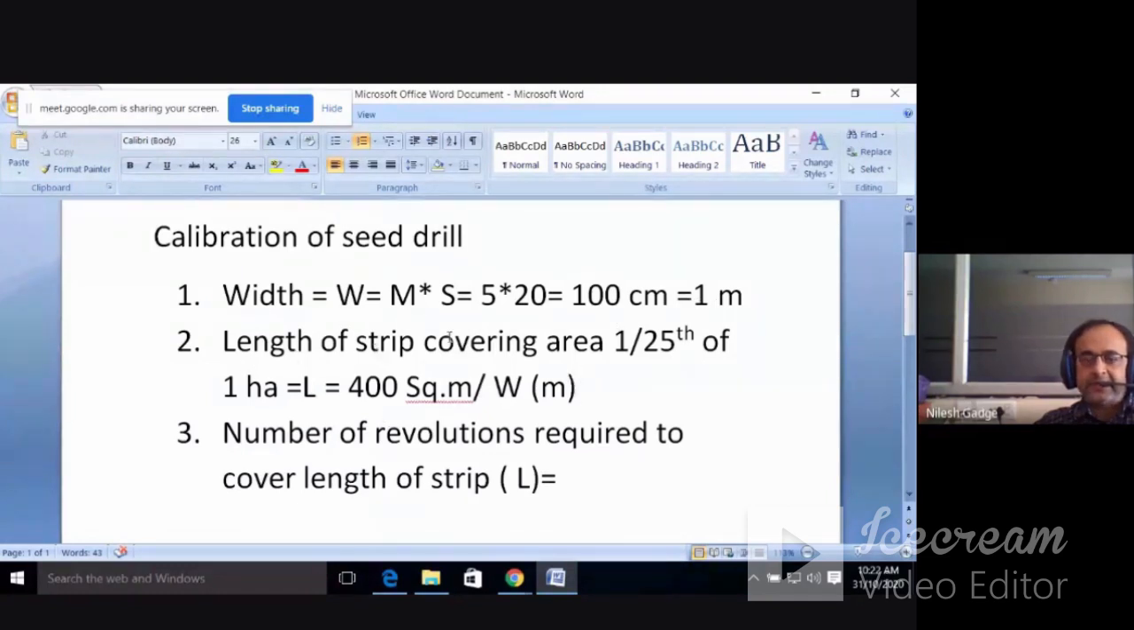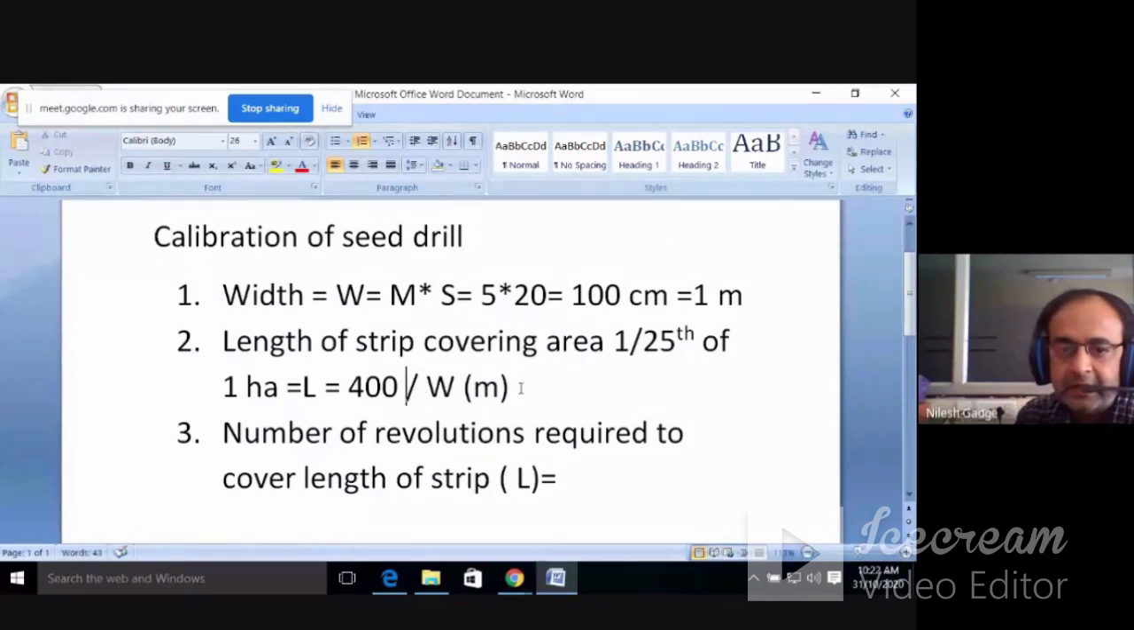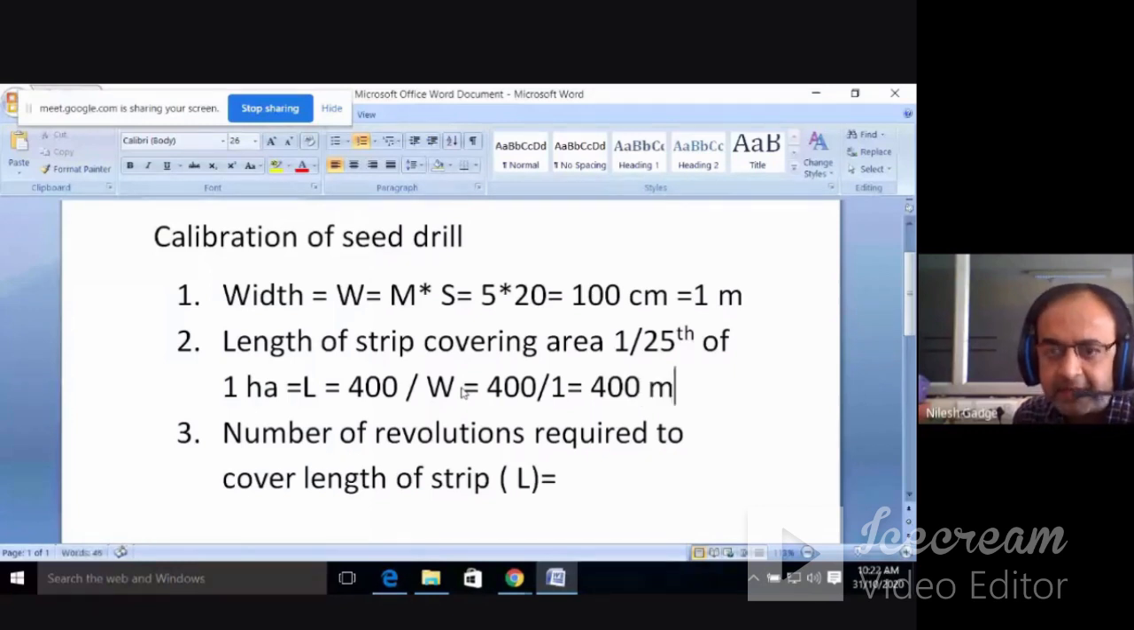आता लेंथ ऑफ द स्ट्रीप कव्हरिंग 1/25 ऑफ द एरिया, हे आपण काढतोय. आता मी हे 400 स्क्वेअर मीटर वगैरे हे काढून टाकतो. ओके. म्हणजे इथं ठीक आहे, आणि डिवायडेड बाय काय? डब्ल्यू. आता हे कॅल्क्युलेशन करू आपण. तिथे 400च येईल, कारण 1 मीटर असल्यामुळे. 400 म्हणजे आपण एरिया सिलेक्ट केलाय तो, आणि डिवायडेड बाय 1 मीटर. सो आपली लेंथ जी आहे ती 400 मीटर, कॅल्क्युलेशन मुळे झालंय. नाही तर म्हणणार हे कसं काय आलं, 400च का आलं.